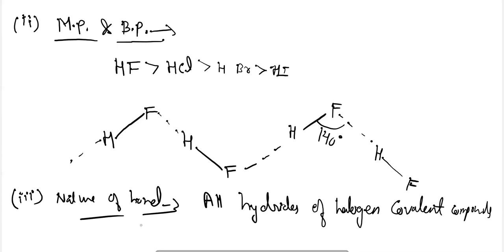Hence we can say that HCl has lower electronegativity in comparison to HF, and HI has the lowest electronegativity in the particular group.